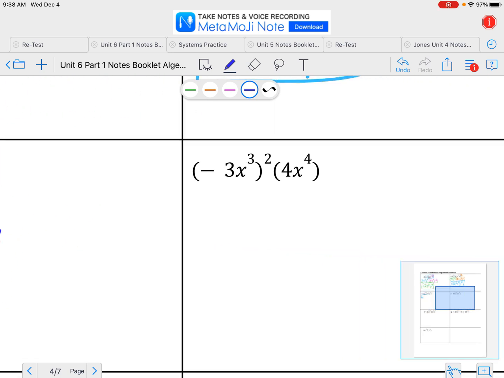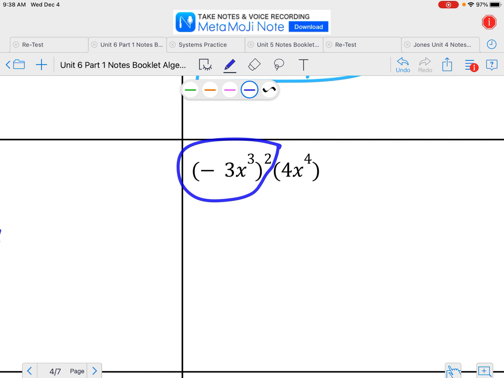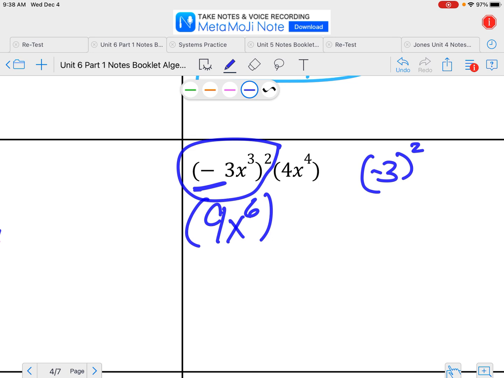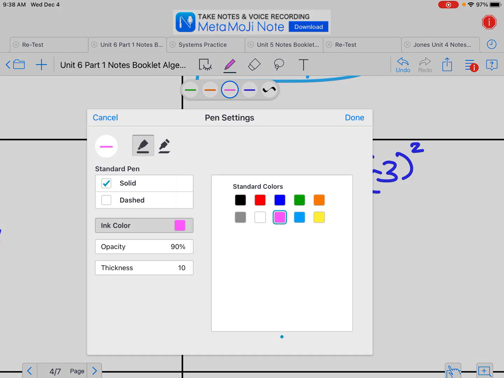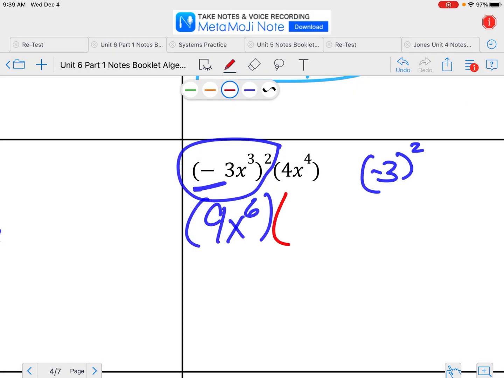One more. Be very careful with your negative. Negative 3 squared means negative 3 times itself times negative 3, which is 9. Multiply those exponents. 4x4 doesn't change, stays the same.